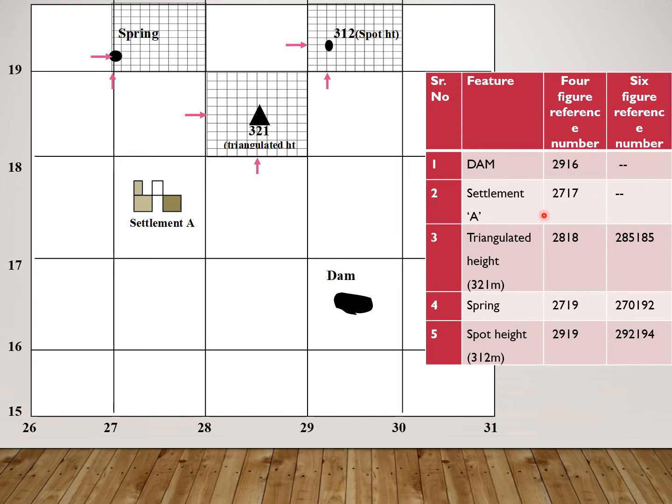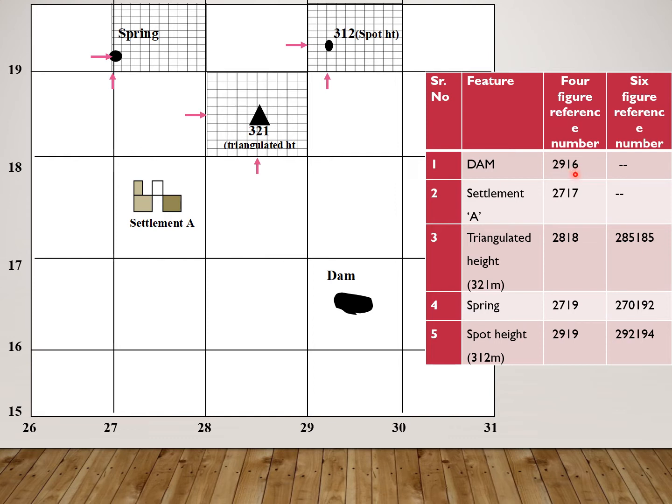That is what I have written over here for the settlement. It is 2717. Now for the dam. If you look at the dam, it has crossed the easting 29, and it has crossed this line, and the value is 16. So the 4-figure grid reference for the dam will be 29 and 16. You can see here 29 and 16.